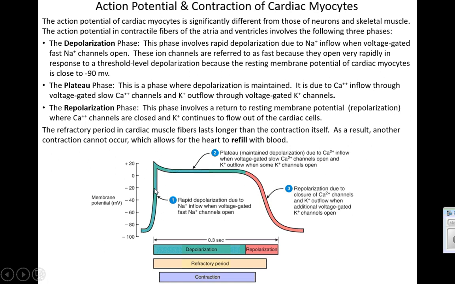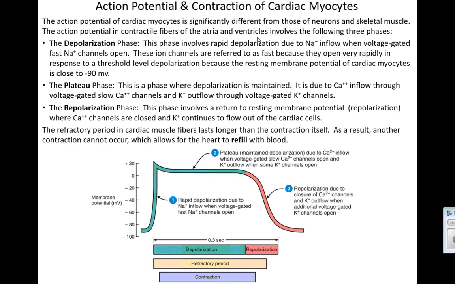Now, what we saw back in neurons and in skeletal muscle is after depolarization, we return right back to repolarization. We went up, then we went right back down, right? This time, we start to go back down, but then we hold steady. So we call the second step the plateau phase, where the depolarization is maintained. And that's why we see this also being colored green. It is due to calcium inflow through voltage-gated slow calcium channels and potassium outflow through voltage-gated potassium channels.